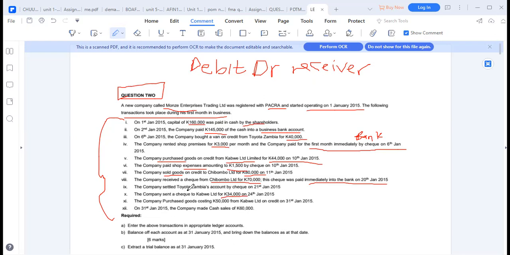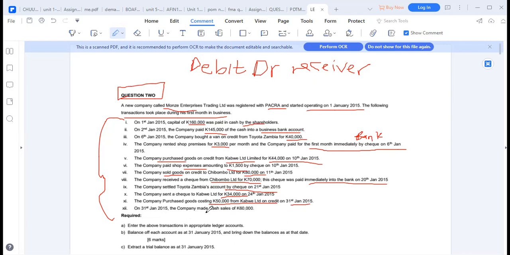Also, the company sent a check to the Toyota Zambia account. We paid these people, Toyota Zambia, based on the van they purchased on credit from Toyota Zambia. These are suppliers. The company purchased goods costing 50,000 from Carwell Limited on credit on 31st January 2015. And the last transaction is that on 31st January 2015, the company made cash sales of 60,000.